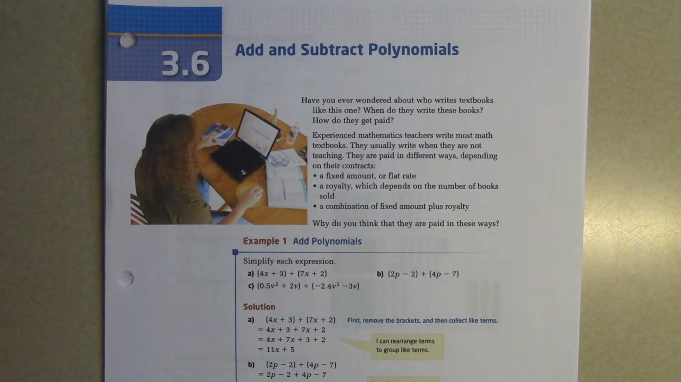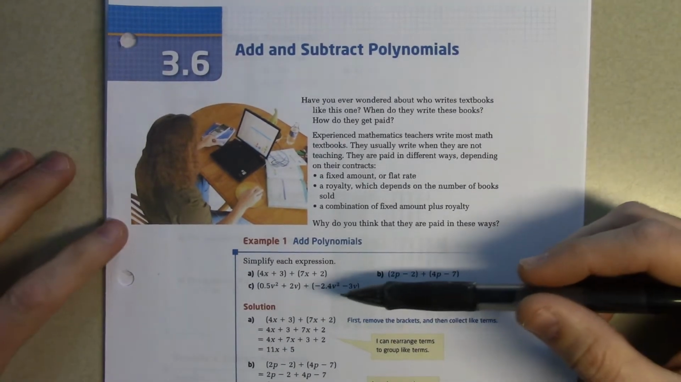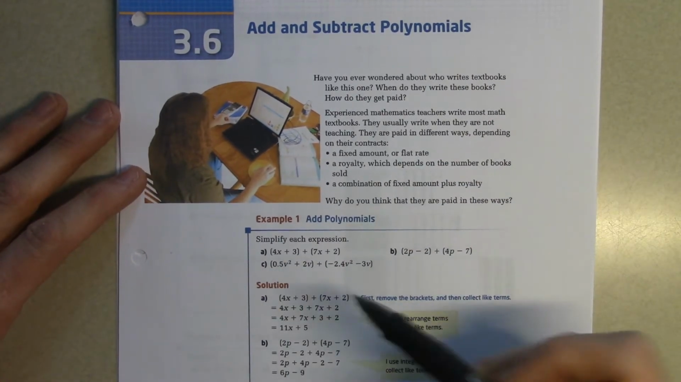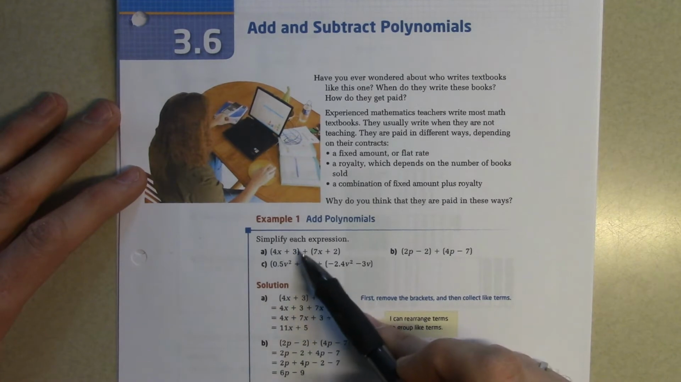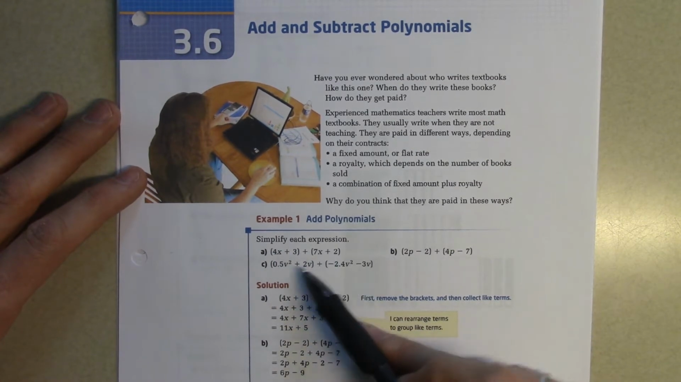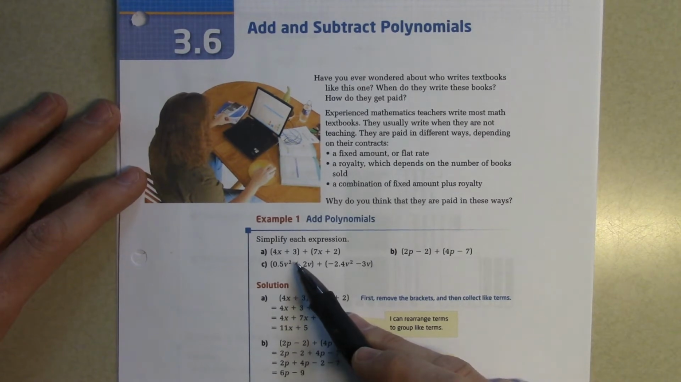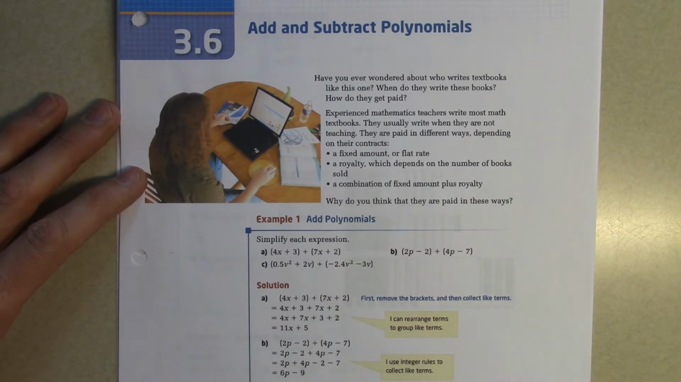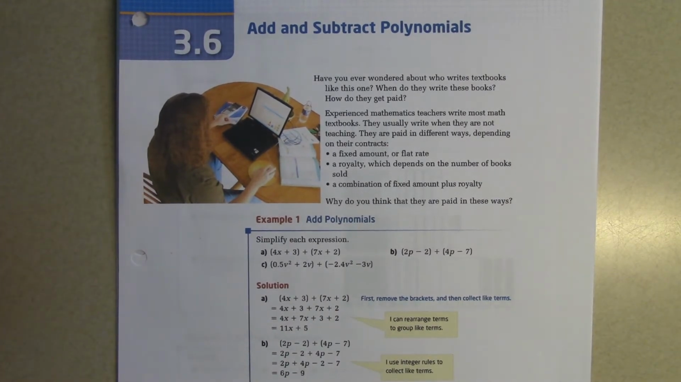The first says simplify each expression. So this is what we started to do yesterday when we said gather like terms. When we have brackets, we know from BEDMAS that we need to operate in the brackets first. Can anybody tell me, or actually I'll ask Sebastian in particular, Sebastian, can we do anything in these brackets to simplify?